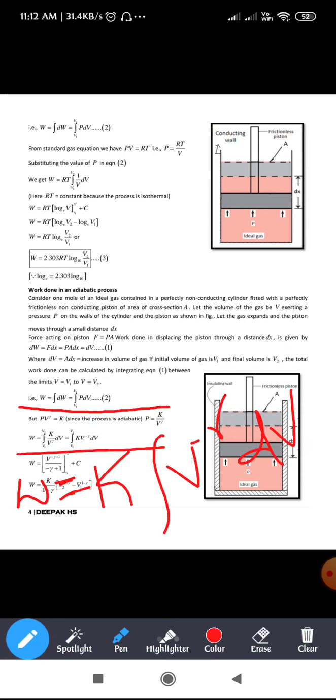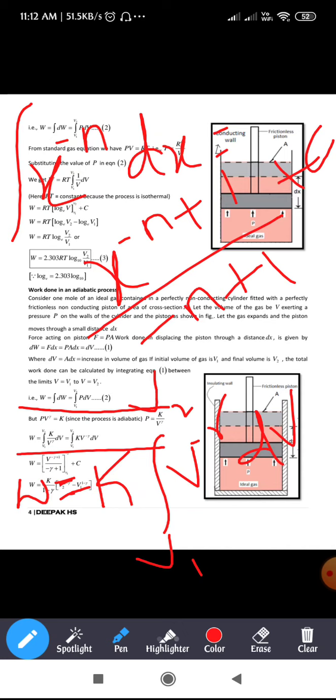As you know, the integration of x to the power minus n dx comes out to be x to the power of minus n plus 1 divided by minus n plus 1 plus c. The dx becomes a constant, that is plus c. In the same way, if you integrate V to the power of minus gamma, that comes out to be V to the power of minus gamma plus 1 divided by minus gamma plus 1. Correct? That is what we have written in this step here.